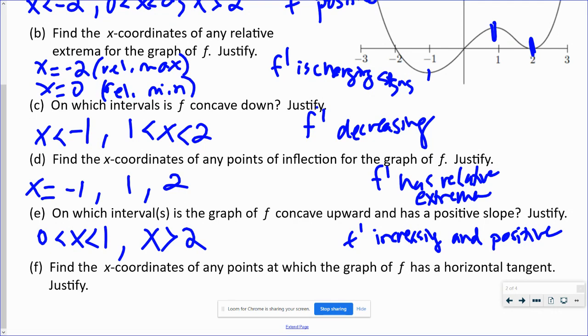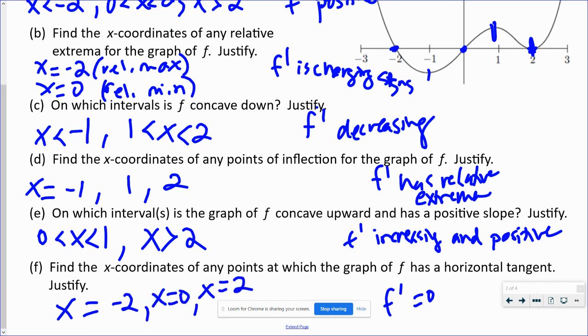Last one, find x coordinates of any points at which f has a horizontal tangent. So that's where f prime is equal to 0. So I don't even need to move the graph or move the picture back up. Let's take a look. We're only looking along the x-axis. Where is f prime equal to 0? That happens at -2, 0, and 2. Okay, so those are the points where f has a horizontal tangent because the derivative is equal to 0.